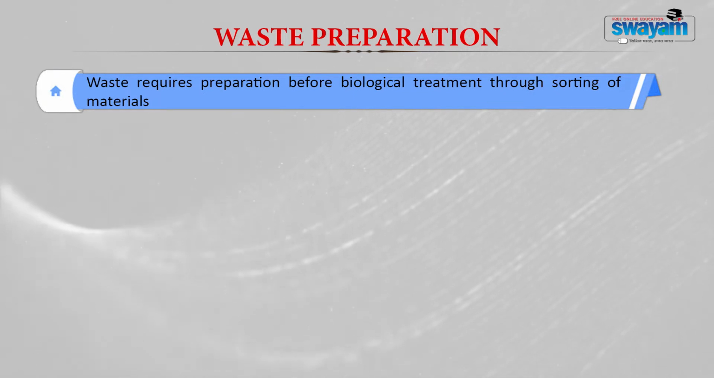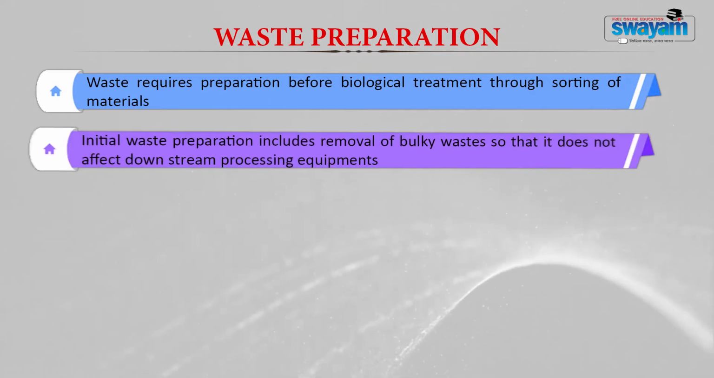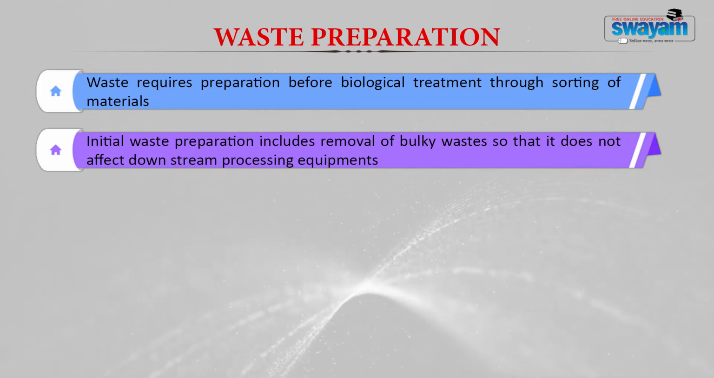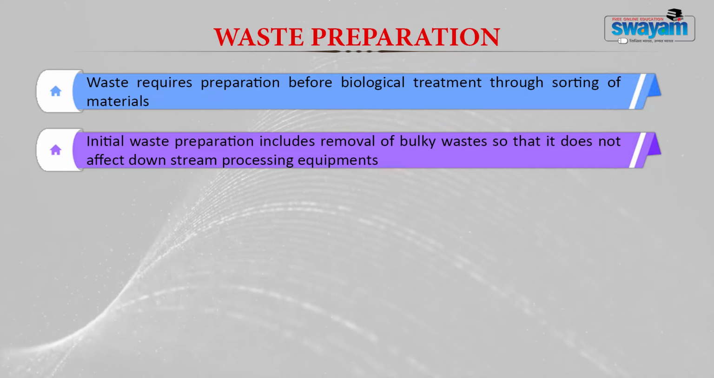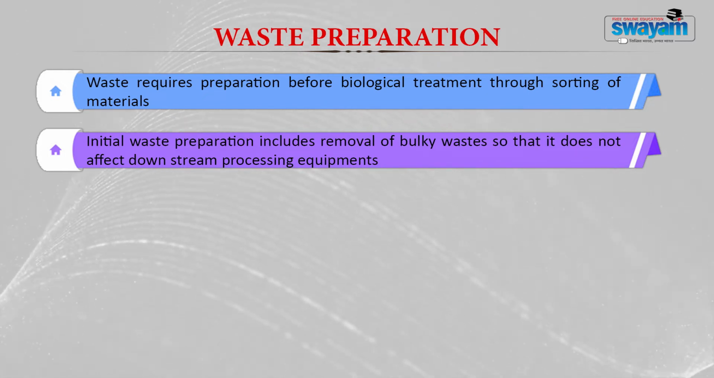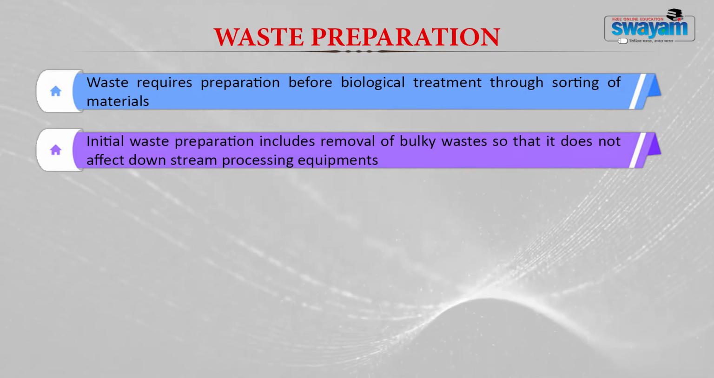Now, let us discuss each of the processes provided in the flow chart in detail. Once the waste is collected, as I told you, you have to subject it to preparation. The preparation is done prior to the biological treatment and it is done through sorting of materials. Here the bulky waste like carpets, mattresses, refrigerators, televisions, etc. will be removed. This removal is done to avoid the downstream processing equipment from being affected.